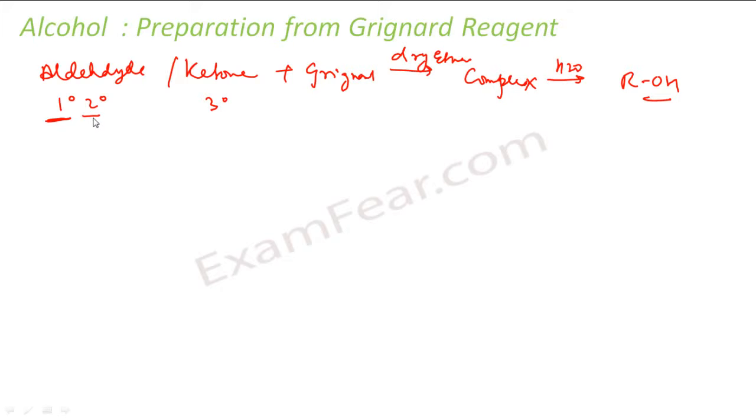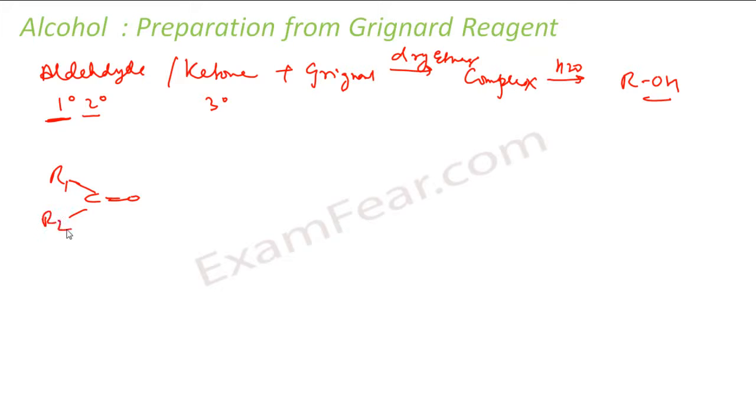Correct. So I'd use aldehyde or ketone. Aldehyde for 1 or 2 degree. So for 1 degree I'd use formaldehyde. And for 2 degree I can use any other aldehyde, maybe ethanal, propanal. Ketone I'll use if I want to form 3 degree alcohol. Use Grignard reagent in presence of dry ether. I'll get some complex product. I'll add water. I'll get ROH. Correct. So let me show you the reaction mechanism here. So let me take ketone to be a general one.